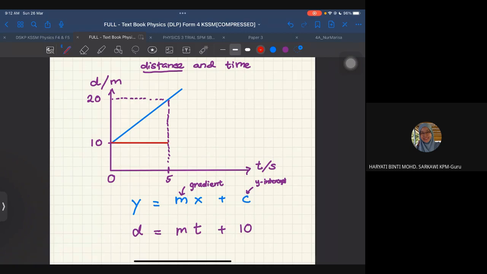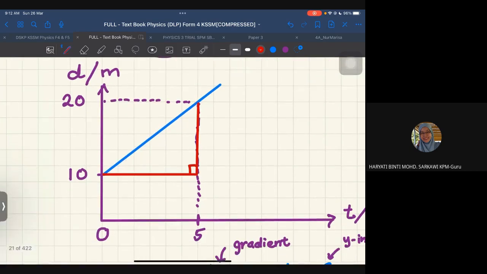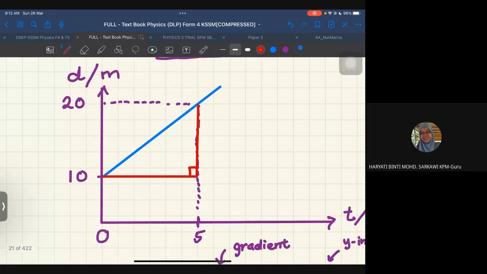Normally we use a dotted line, but a straight line is also okay. The triangle must be a right-angled triangle on the graph, and we try to draw it as big as possible. So if you want to determine the gradient, the formula will be like this.